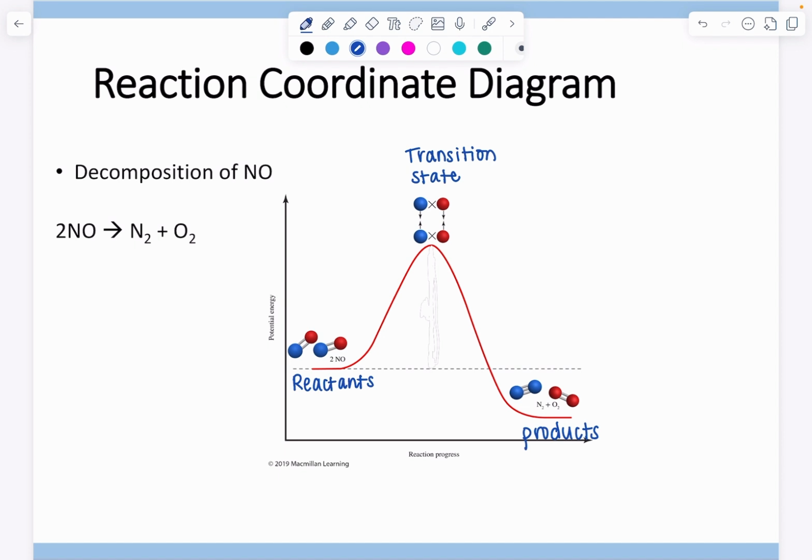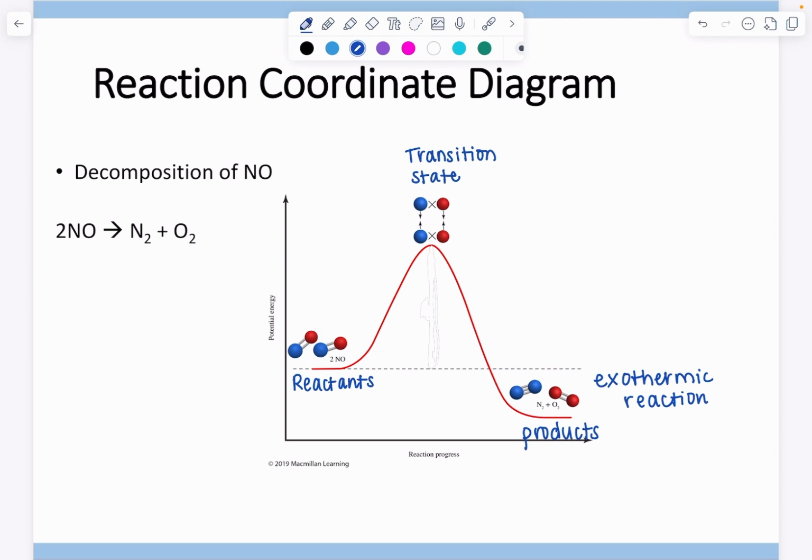We can tell based on the location of the reactants and products, and that the products have lower potential energy than the reactants, that this is an exothermic reaction. And then what's happening at that transition state? Let's talk a little bit more about that.